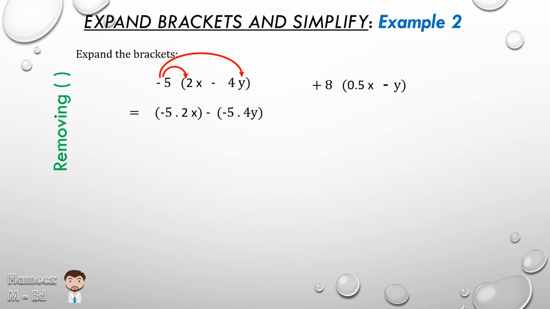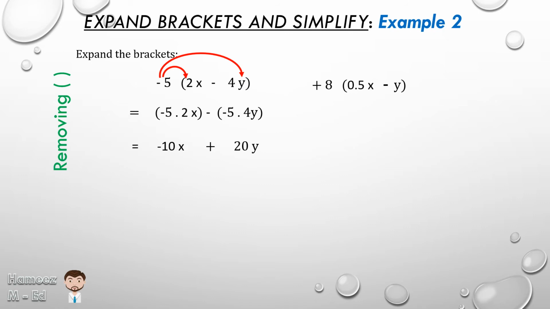So that will give us 5 2s are 10x, and we have a negative and a positive too. So the two different signs means the takeaway. And then we have 5 4s are 20y, and that's plus 20y because of the two negative signs. And now we can't do anything else because those are two different variables.